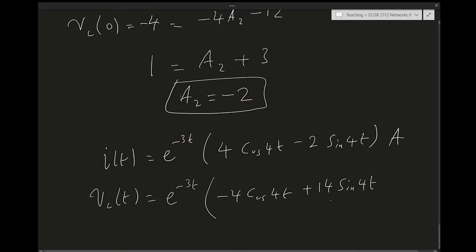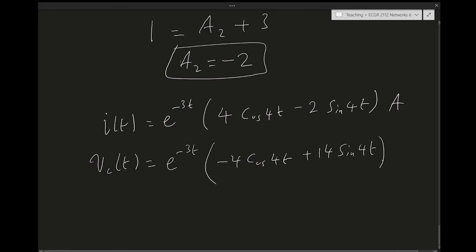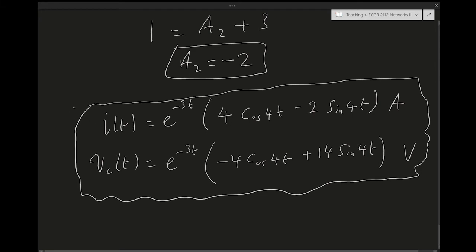sine 4t. I believe there's a typo here in the book. They have 22, but my calculation doesn't show 22, so I'm going to assume there's a typo. Okay, so this is going to be volts. So this is the current in this series RLC circuit, and this is the voltage across the capacitor.